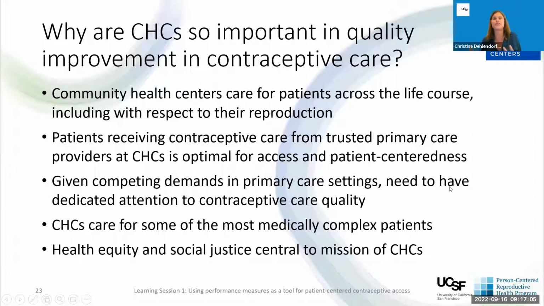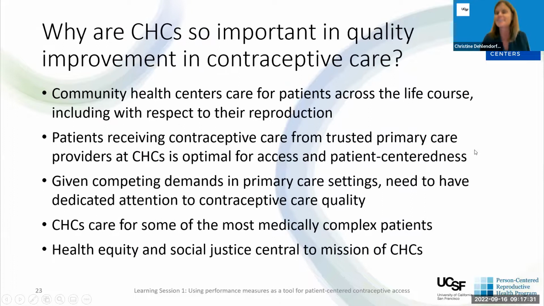We've seen that in the COVID pandemic. And the honest truth is that contraceptive care hasn't been as prioritized in general in primary care and community health center delivery. And then I would also say this is particularly relevant because we care for a lot of really medically complex people, right? We care for people with comorbidities that influence their reproductive lives, that influence what methods they can use.